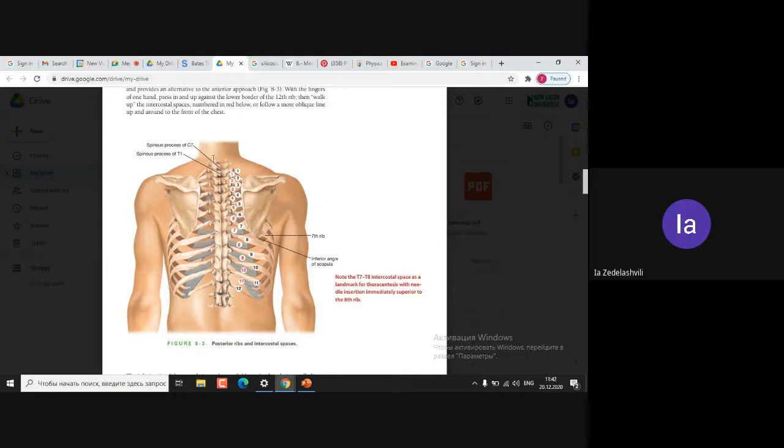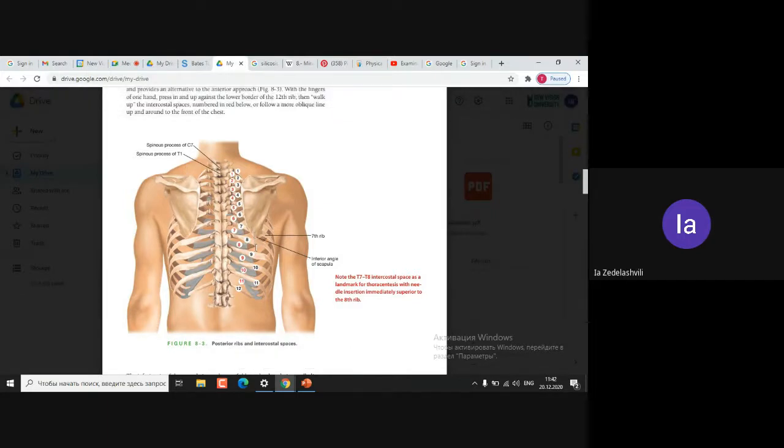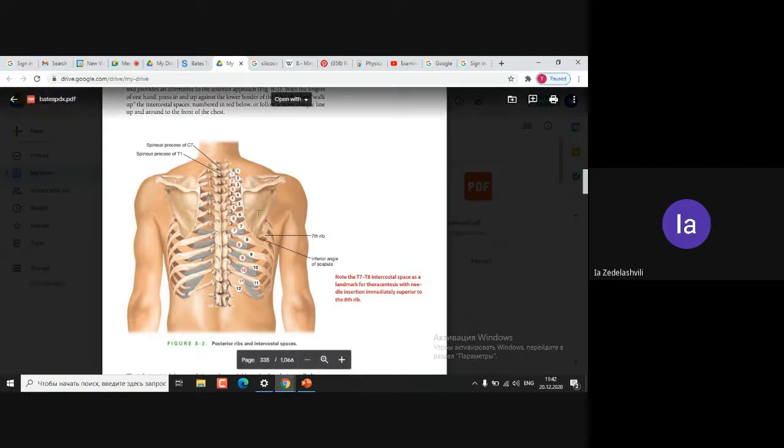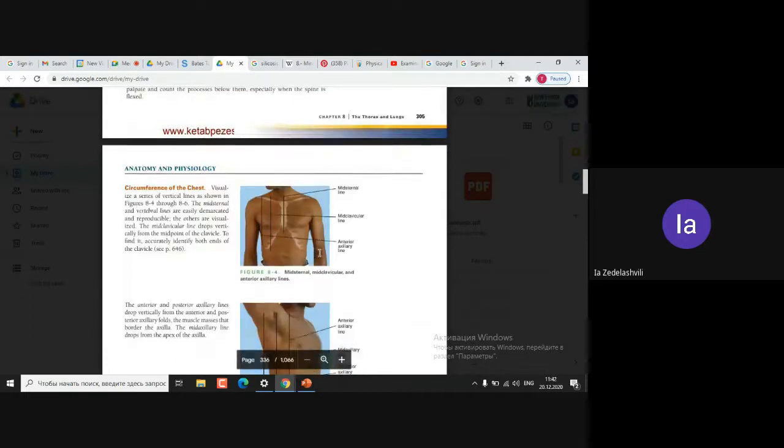Why do I say in the normal? Because in scoliosis it can go slightly more to the low side or be slightly increased as well. It can change the position, so some changing exists as well.